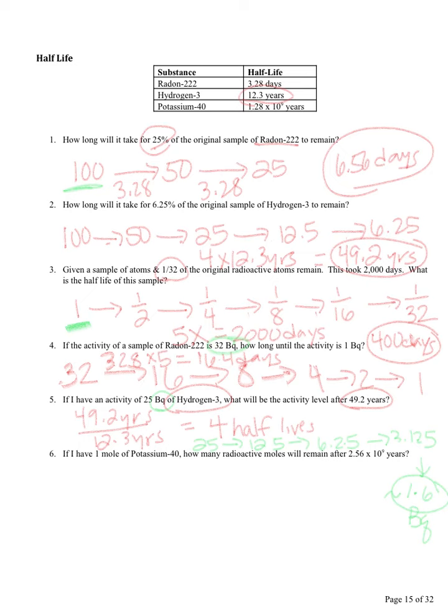Last one, if I have 1 mole of potassium 40, how many moles remain after 2.56 times 10 to the 9th years? So here, recognizing what that unit is, I look at the top, 1.28. If I divide 2.56 times 10 to the 9th years over 1.28 times 10 to the 9th, I'm going to get 2 half-lives. So 1 decays to a half, and it decays to a fourth. The unit on this would be mole, so I would end up with 1/4 of a mole.